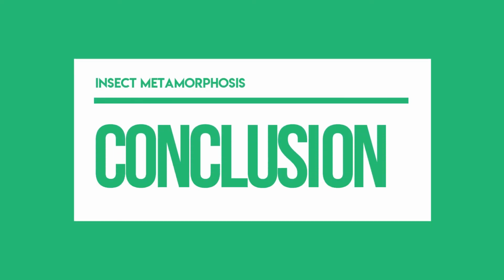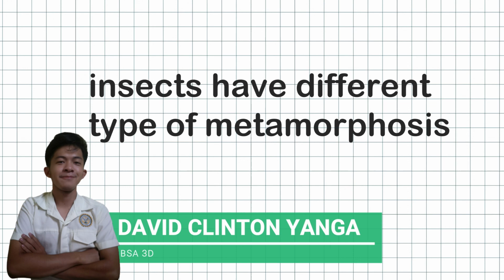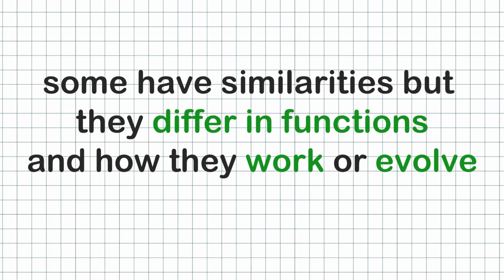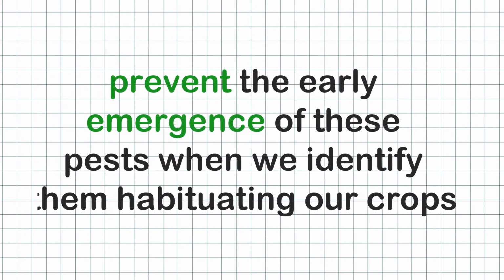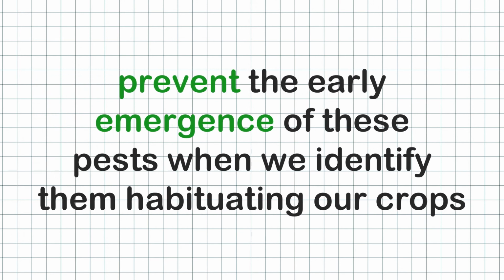Therefore, we conclude that insects have different types of metamorphosis. Even if some have similarities, they are different in function and how they work or evolve. In this activity, we also identified the importance of their metamorphosis and how they will survive. And also the importance of knowing their stages is to prevent the early emergence of these pests when we identify them inhabiting our crops.